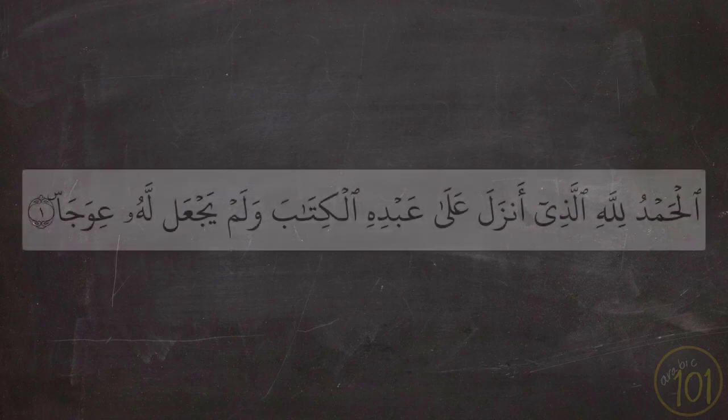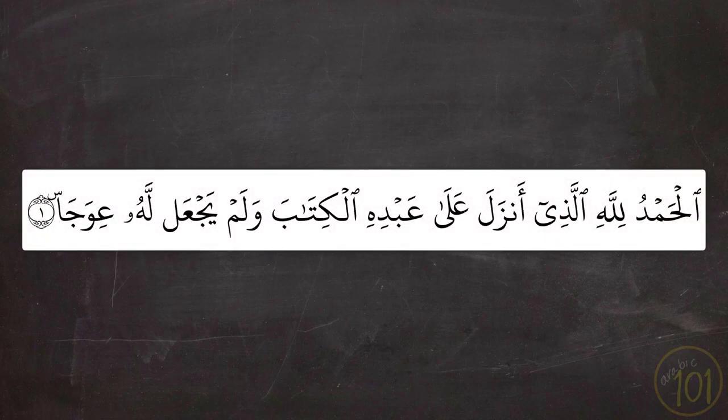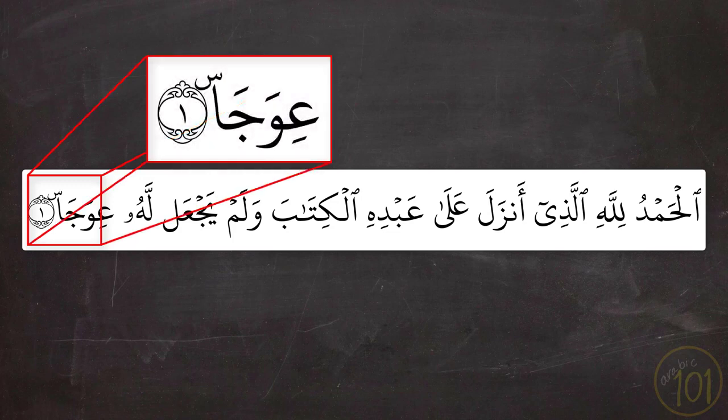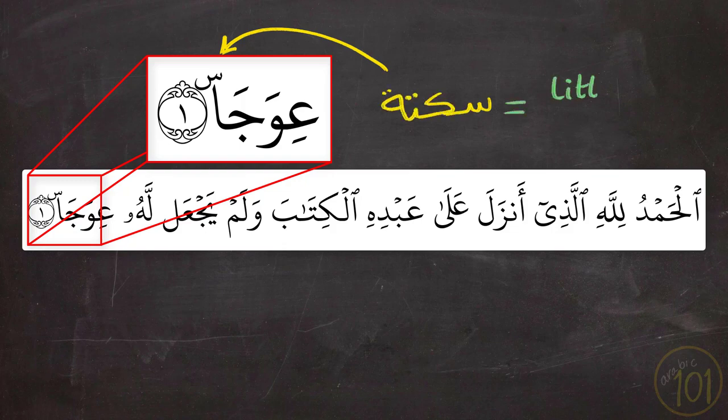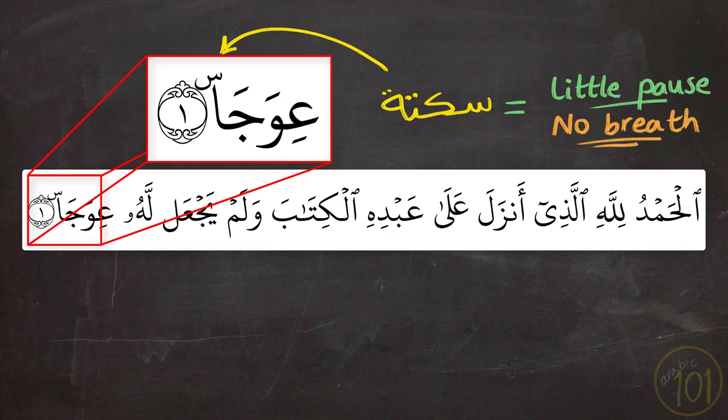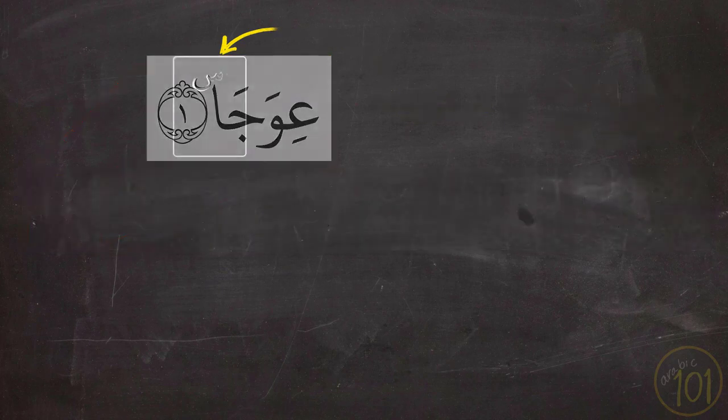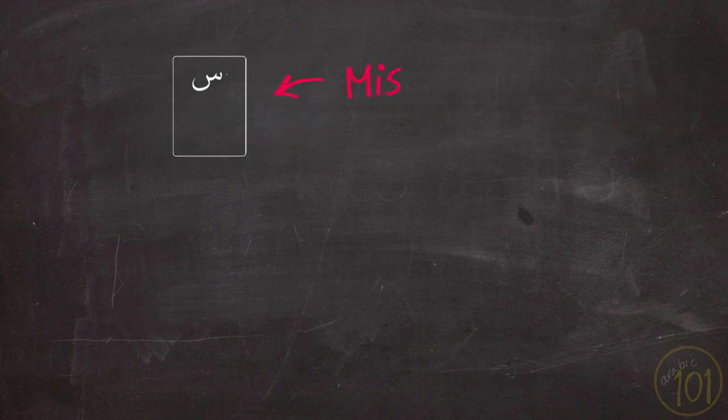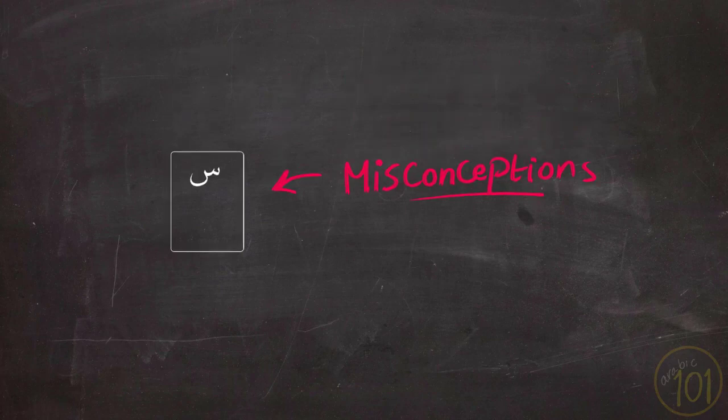When you recite Surah Al-Kahf, you will see a small sin on top of the last word in the first ayah. And as many of you already know, this little sin refers to the word sakta, which is a little pause, which means that whenever you see this symbol, you have to take a little pause without taking a breath. But there are a number of misconceptions related to this symbol. And in this lesson, we'll try to tackle these mistakes and how to get over them.